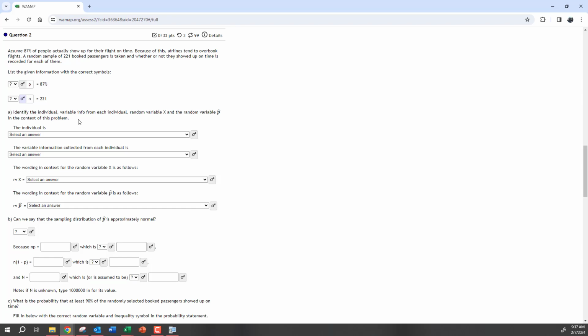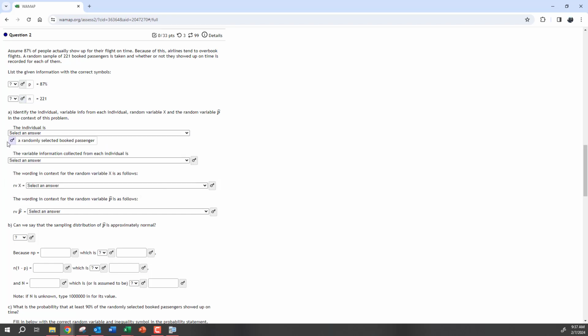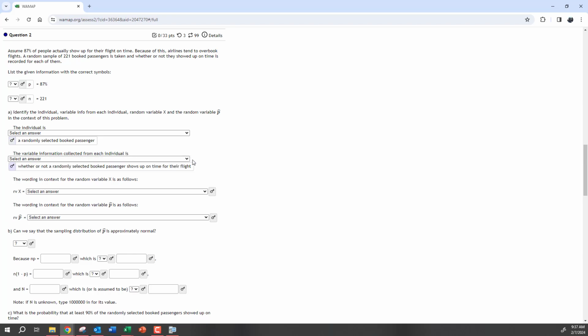Okay, individual, variable, and all that kind of stuff. The individual is a randomly selected booked passenger, because an individual just means each individual object that is being measured. In this case, it's each individual passenger that we're seeing whether or not they showed up on time. And then the variable that's being collected is whether or not they showed up on time.